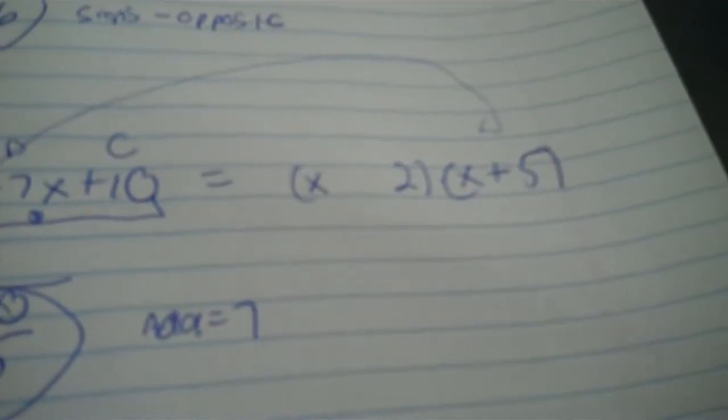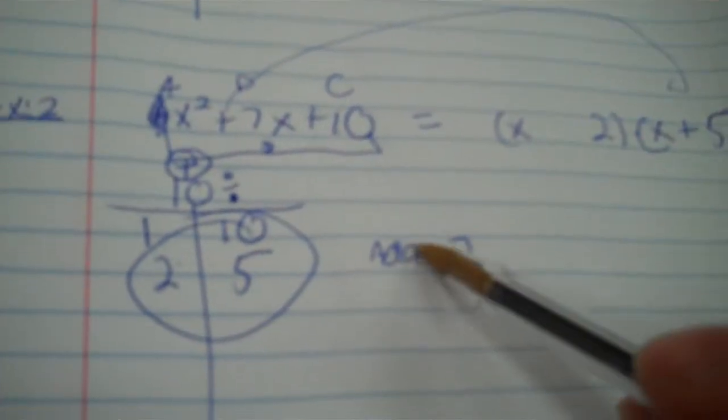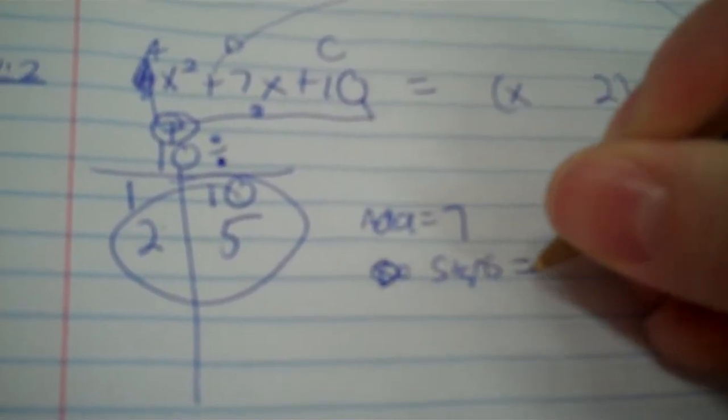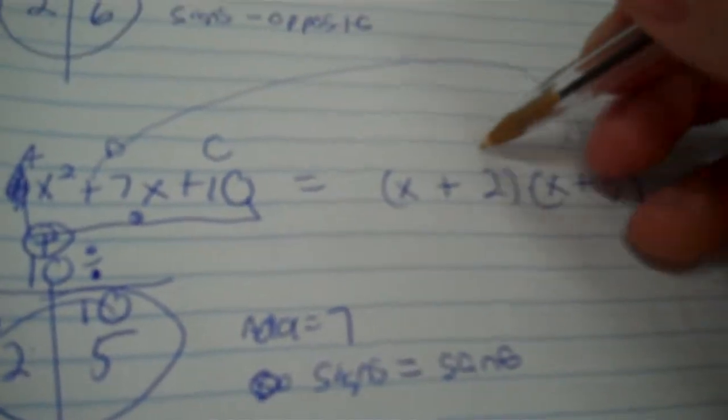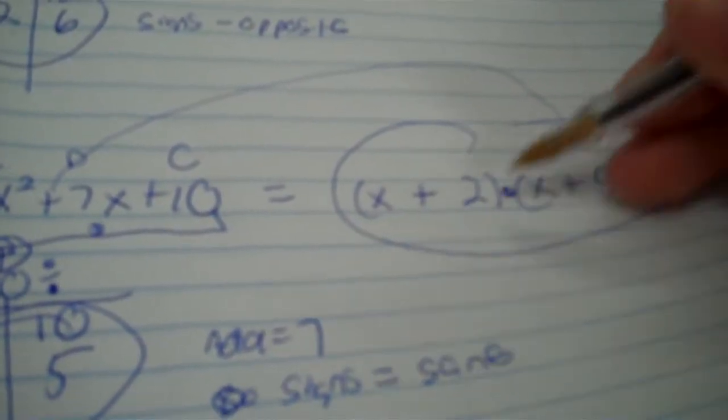Now, the b is plus, so we need plus on the larger of the two numbers for sure. And on an adding problem, the signs have to be the same. The signs have to be the same on adding. Okay? So if that's plus 5, that's plus 2. So it's x plus 5 times x plus 2.